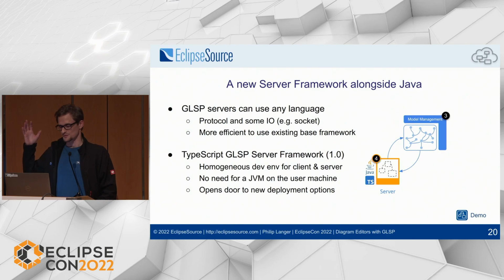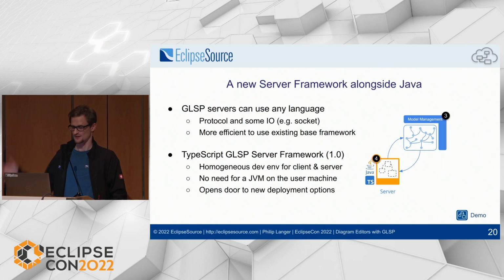Basically, GLSP servers could have been implemented all the time with any programming language in theory, since there is just a communication using some input-output like WebSockets or sockets and a defined protocol. But we haven't seen anyone starting one, I don't know, in Rust. So basically, people start from using the existing frameworks. And here, as I mentioned before, there is alongside Java now a new TypeScript-based framework, which has all the advantages that I already mentioned before regarding the development experience and the alleviation for the runtime requirement for a JVM.